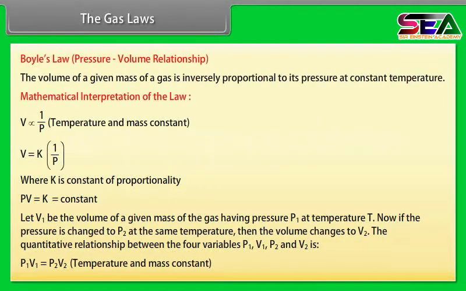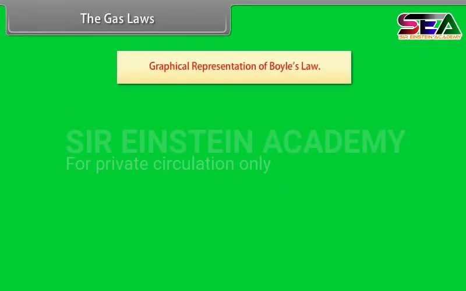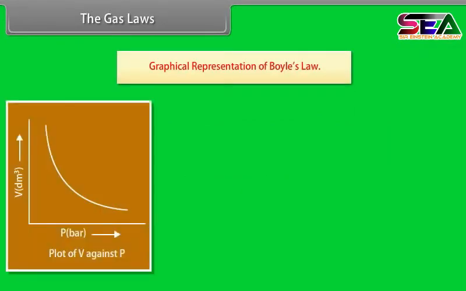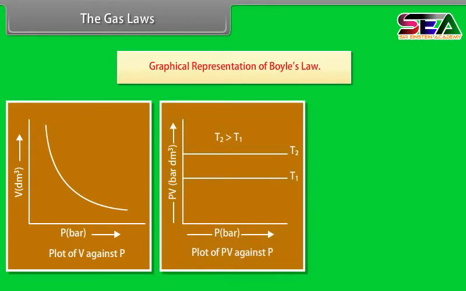constant temperature and mass. Graphical representation of Boyle's law. It shows the plot of V versus P at a particular temperature. It shows as P increases, V decreases. It shows the plot of PV versus P at a particular temperature. It indicates that the PV value remains constant in spite of a regular increase in P. The curve obtained by plotting PV against P at a particular temperature is called an isotherm. The higher curve corresponds to a higher temperature.